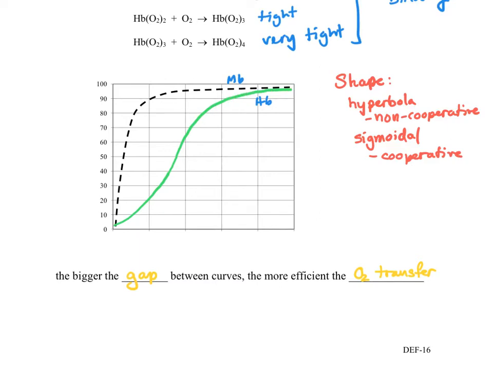So those are the shape differences, but there's another important one that we've talked about, and that is the shift. This is a totally different thing. Shift to the left, as we see here for myoglobin. See how it's shifted way over to the left. That's a low P50, and what that means is tight binding.